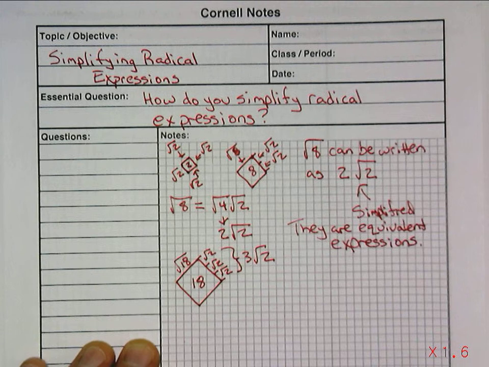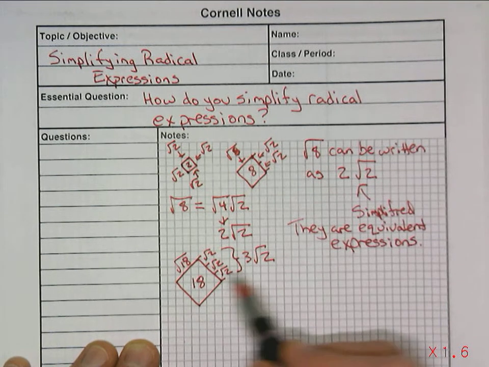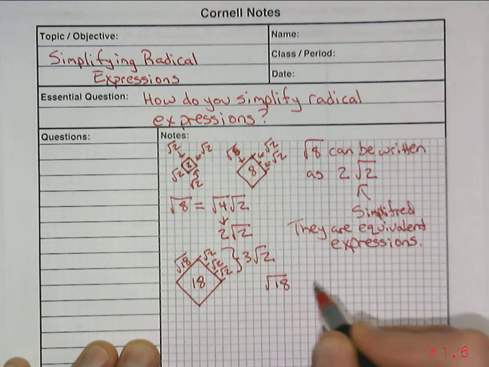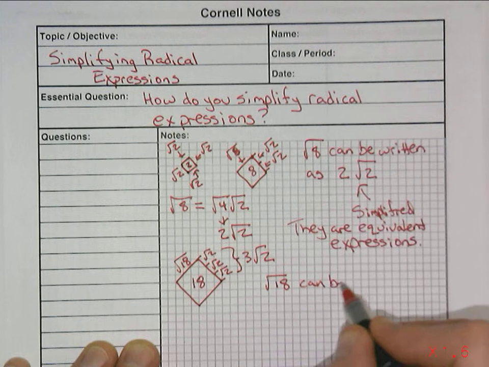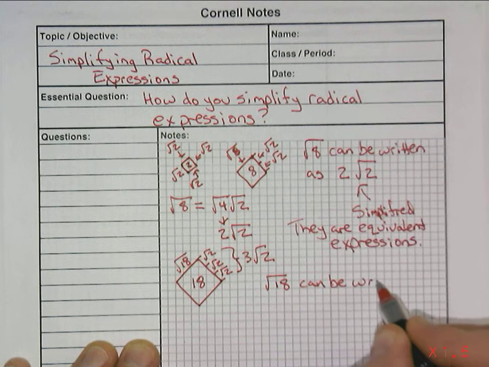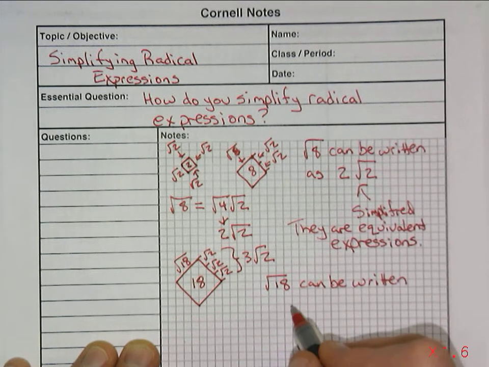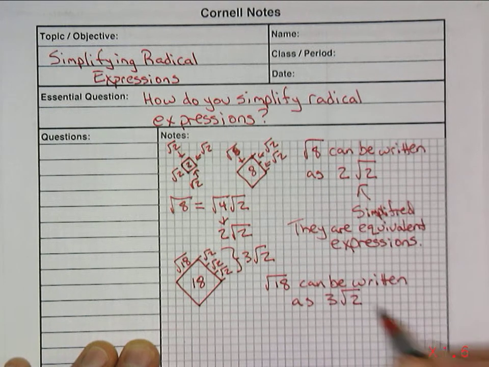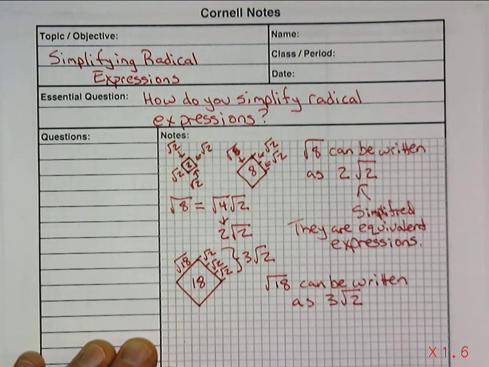And once again, all I've done now is taken the square root of 18 and rewritten it, because I can say the square root of 18 can be written as 3 square roots of 2, or 3 times the square root of 2. So again, we have a simplified version of the square root of 18.